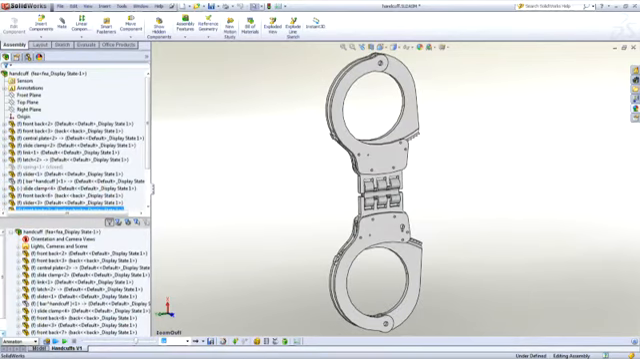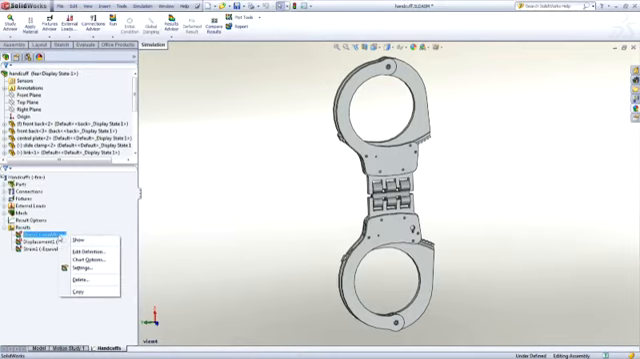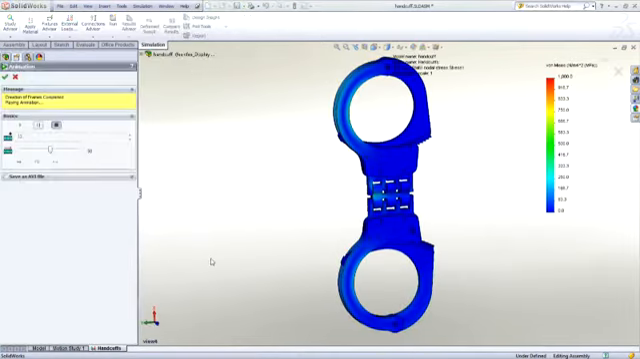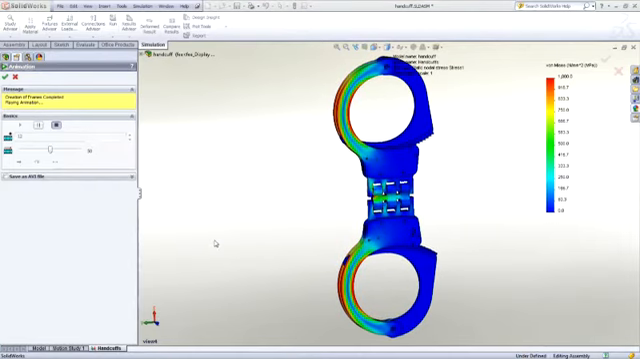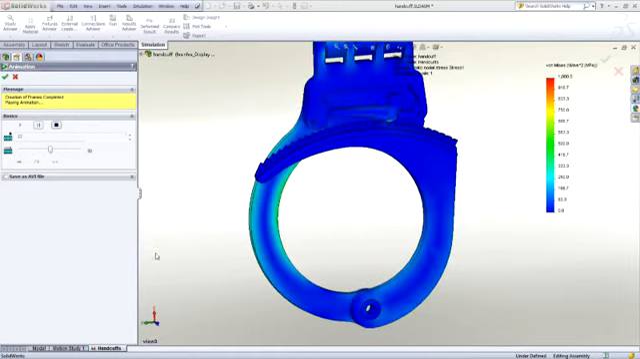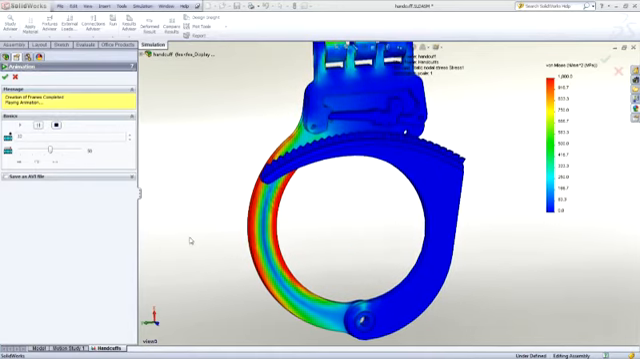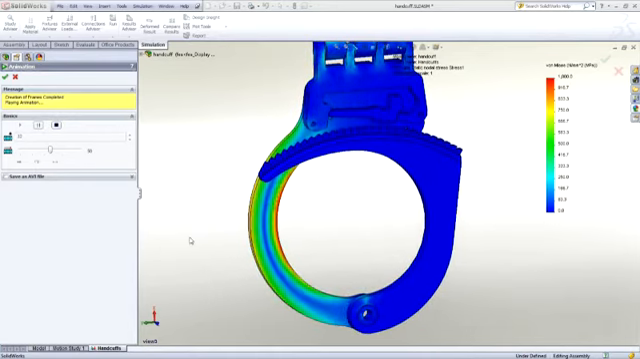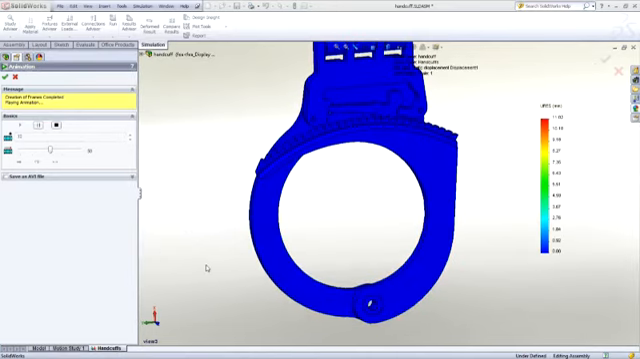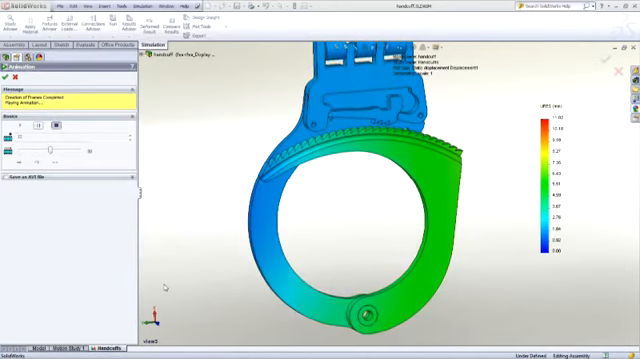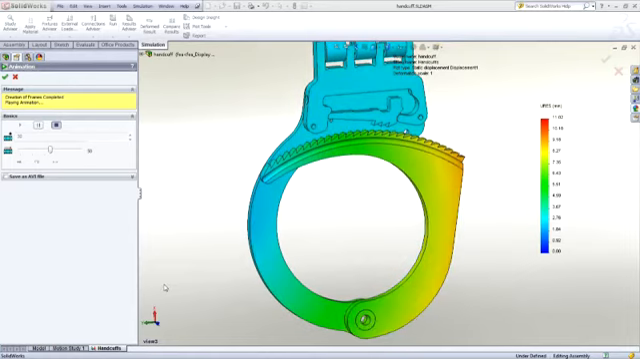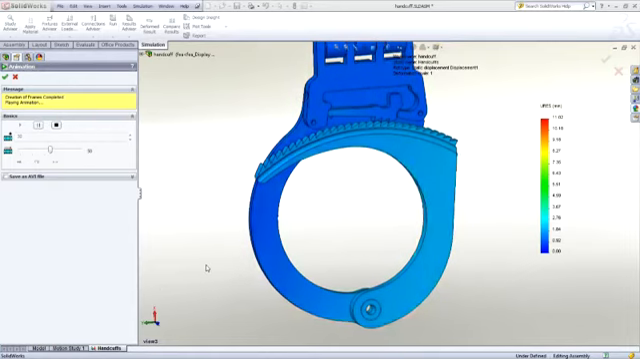A big advantage of using simulation is that you can slow everything down and see exactly what is happening. As the load increases, you can see the stress buildup in the fixed frame of the handcuffs. We can see the frame starting to bend until the teeth on the moving frame are pulled out of the ratchet mechanism and the handcuff is released. Although the frame still has some residual strength, our prisoner would be long gone.